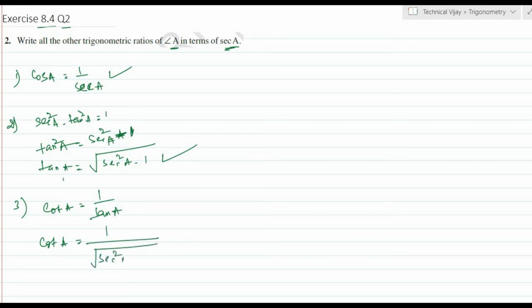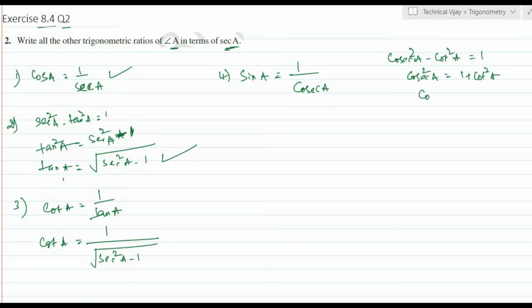So secant square a minus 1. Okay. So then the fourth one: that is sine of a. Sine of a is equal to 1 by cosecant a. Here we know that cosecant square a minus cot square a is equal to 1. So cosecant square a is equal to 1 plus cot square a. So cosecant a is equal to square root of 1 plus cot square a.